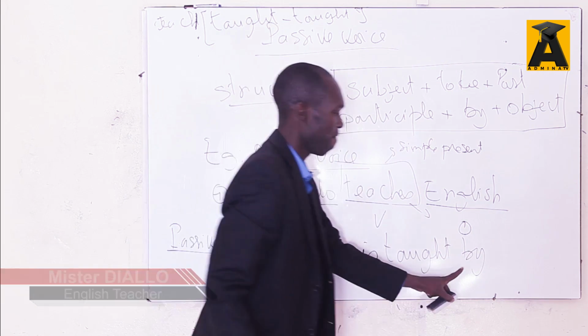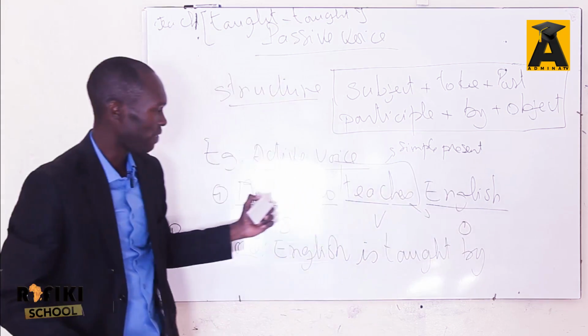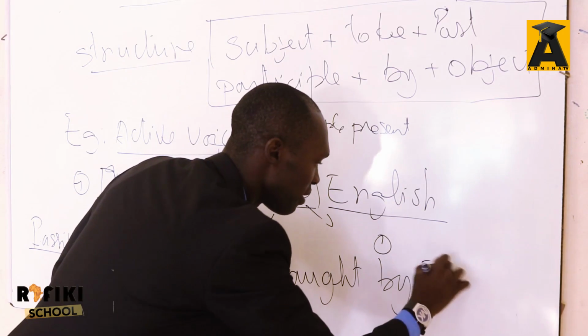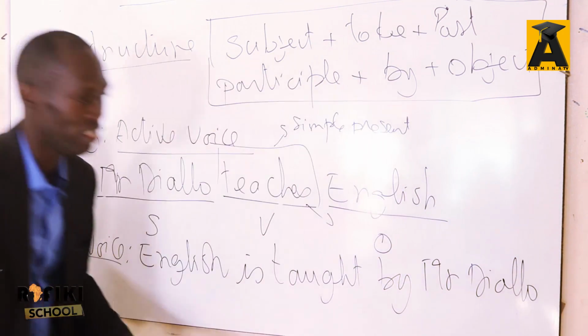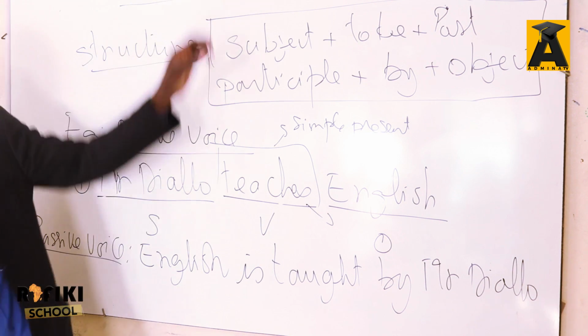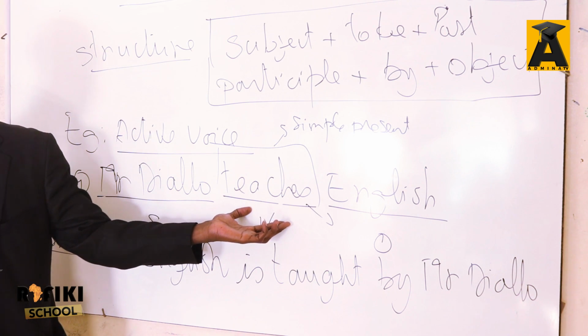plus by, plus now Mr. Diallo will be now the object. From the subject to the object. English is taught by Mr. Diallo. All right, this is the first rule to retain, which is very important. So I have taken here the simple present tense, which is a very simple and very easy tense.